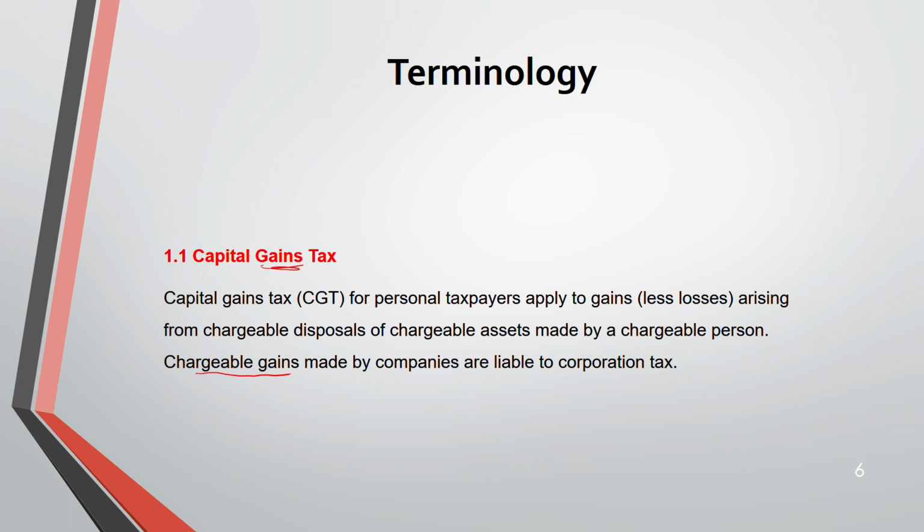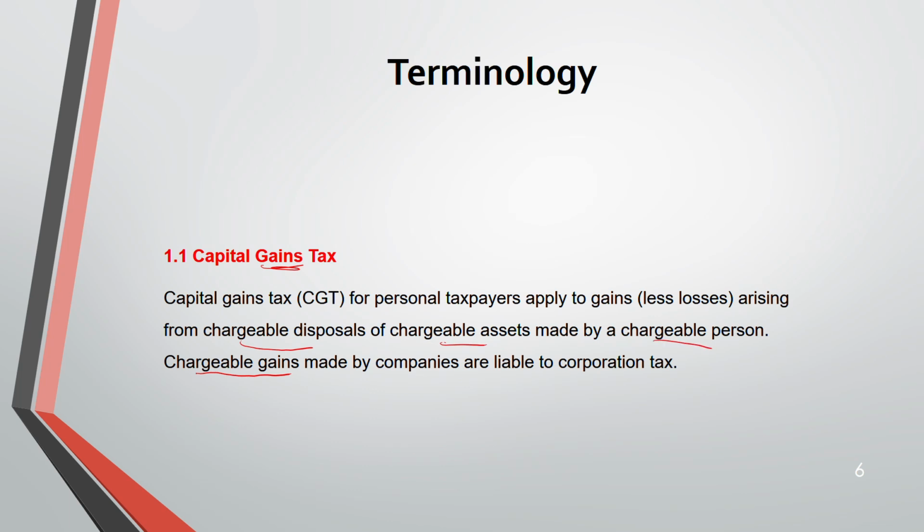So it arises when a chargeable disposal of a chargeable asset is made by a chargeable person. Chargeable person means the one who is taxed to CGT. Chargeable asset means those assets on which you have to pay capital gain tax. That means they are taxable. They are not exempt from CGT. And chargeable disposal: not all disposals are chargeable. Some are exempt from tax. So that's why we have to know chargeable disposal, chargeable asset and chargeable person.